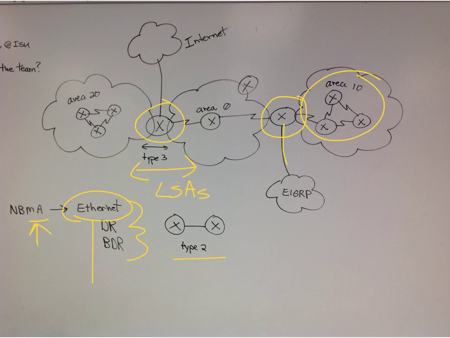We talked about redistribution of EIGRP into an OSPF network, and we also talked about an autonomous area border router connected into the internet. Talked about a couple areas.